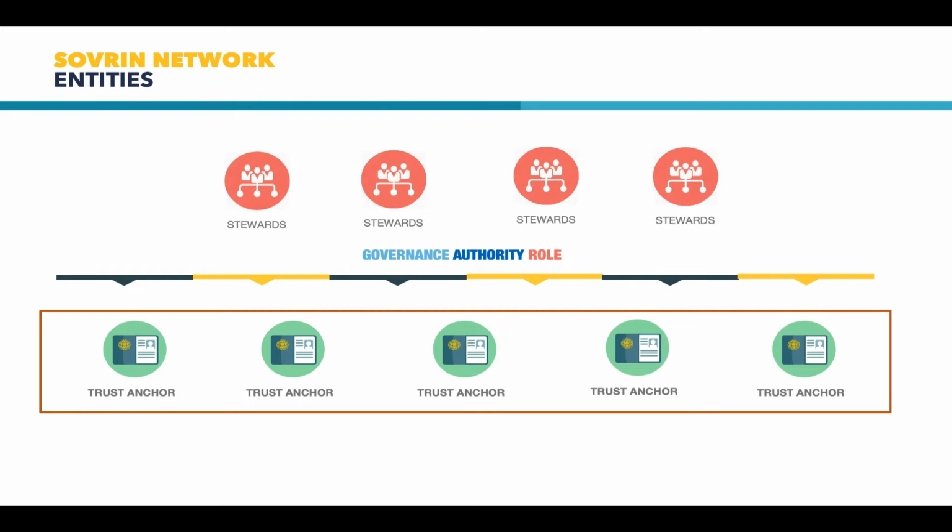Entities that issue credentials are called trust anchors. But to become a trust anchor, you must first apply for a governance authority role to be issued by the steward, to make sure that you comply with the standards set by the Sovrin network. Since Wrappy can issue an ID or credentials, it will also be designated as a trust anchor.